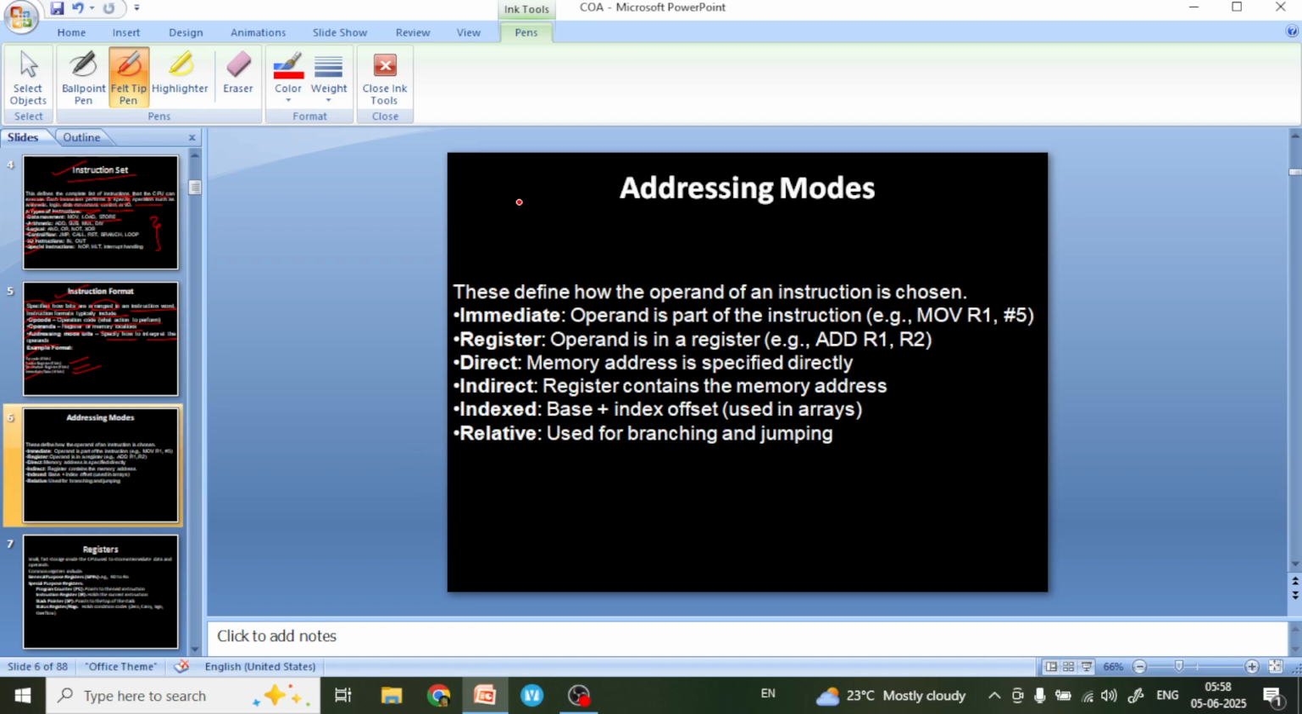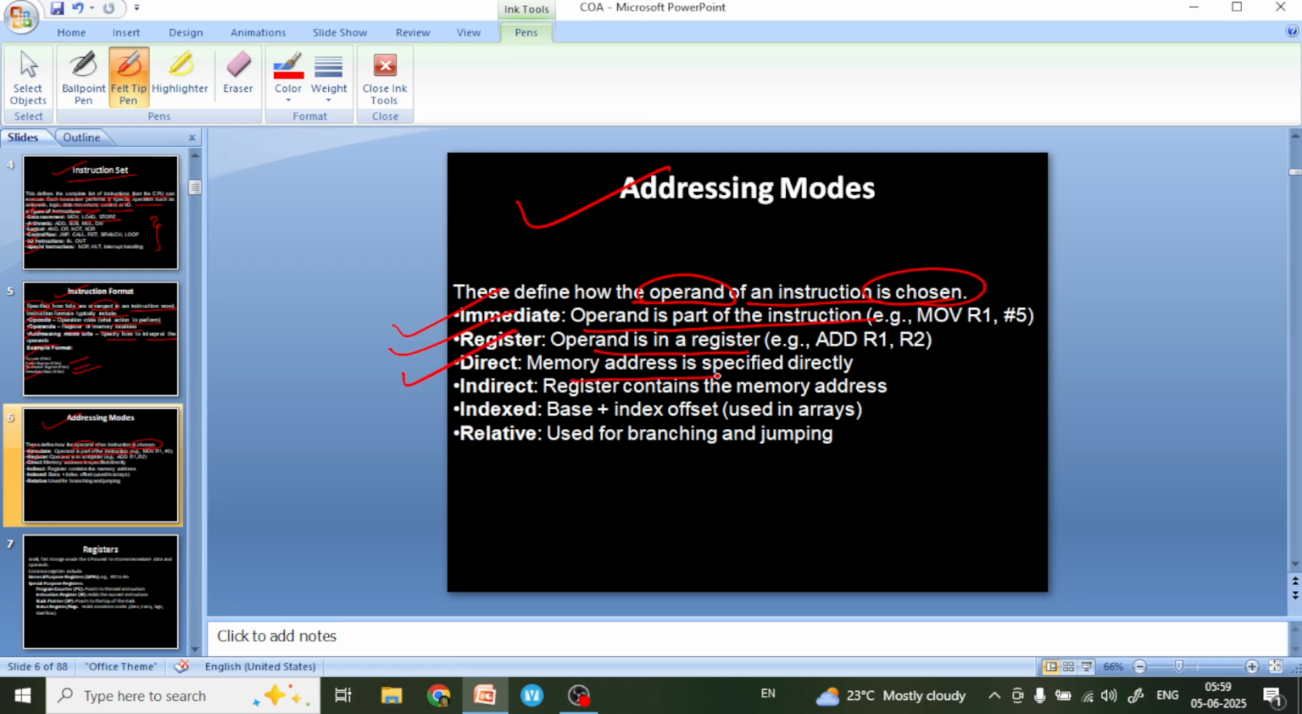Now next is what is addressing mode. These define how the operand of an instruction is chosen. First is immediate. Immediate means the operand is a part of the instruction, like MOV R1, #5, where R1 is the register and 5 is the number. Register means the operand is in a register, and ADD R1, R2 means the R2 register is added to R1.